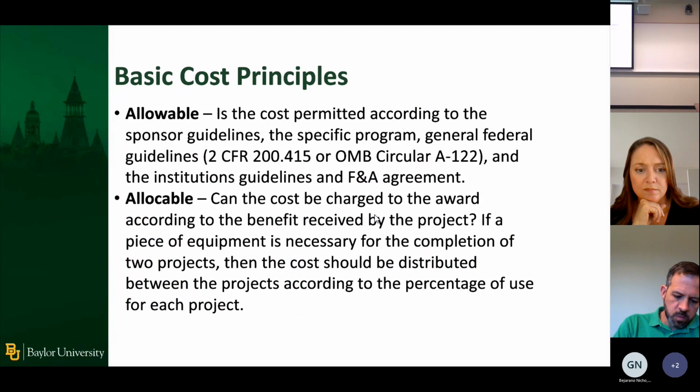Okay. The basic cost principles for any project, any grant, is the expense allowable? So does the sponsor allow this expense? And does the government allow this expense? The second thing we need to look at is, is it allocable? So that's great that they'll allow us to buy paper, but can we necessarily say that 5 sheets of paper went towards this project and cost that expense towards the project? Probably not. So anything that we charge to the grant needs to be allocable. So keep that in mind when you're making your budget.